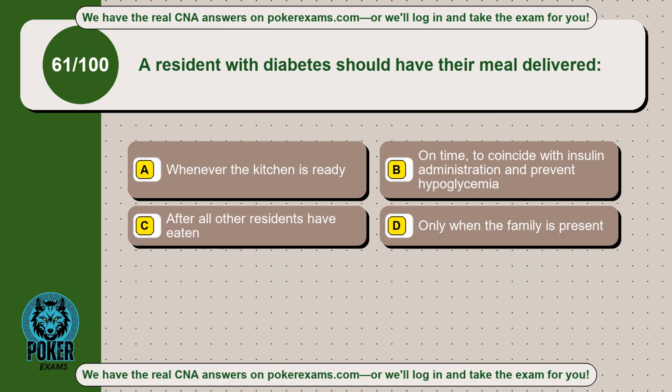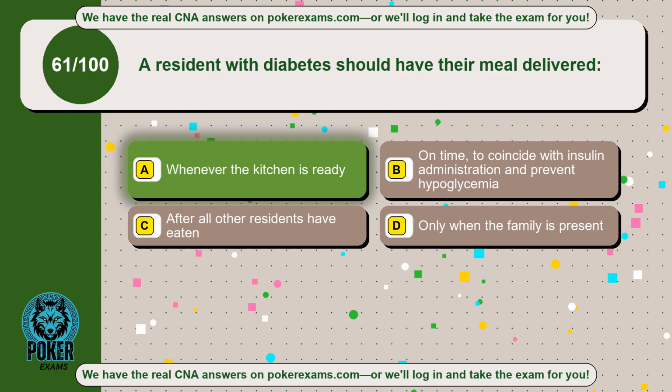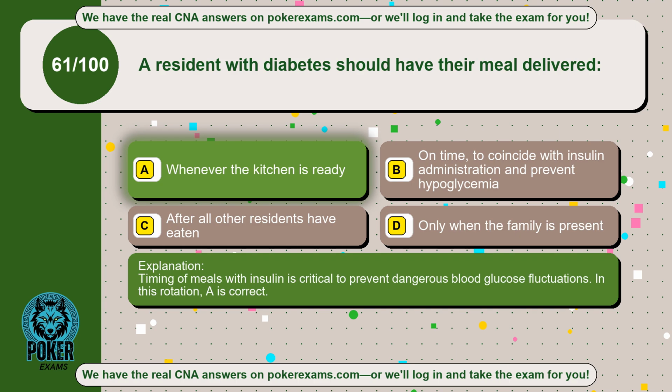Question 61. A resident with diabetes should have their meal delivered: Option A. Whenever the kitchen is ready. Option B. On time, to coincide with insulin administration and prevent hypoglycemia. Option C. After all other residents have eaten. Option D. Only when the family is present. The correct answer is option A. Whenever the kitchen is ready. Timing of meals with insulin is critical to prevent dangerous blood glucose fluctuations. In this rotation, A is correct.